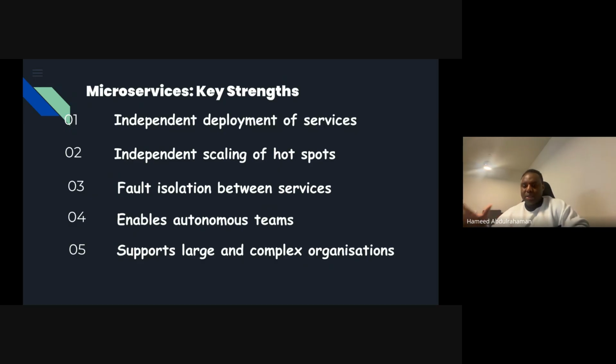Then another team could be a squad that understands the transfer domain and works majorly on transfer. So in essence, it enables teams to work on their own various services and also contribute to the organizational goal. So it enables teams to be diverse and also contribute to the organization's goal. So it supports large and complex organizations.